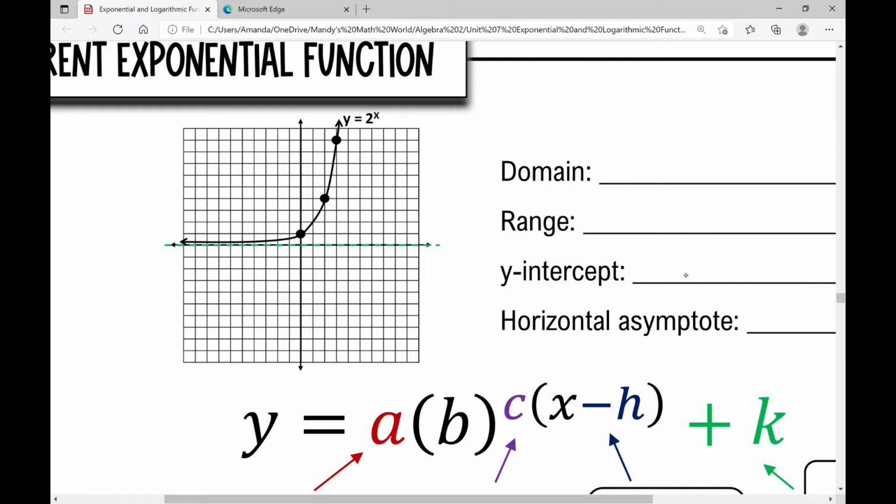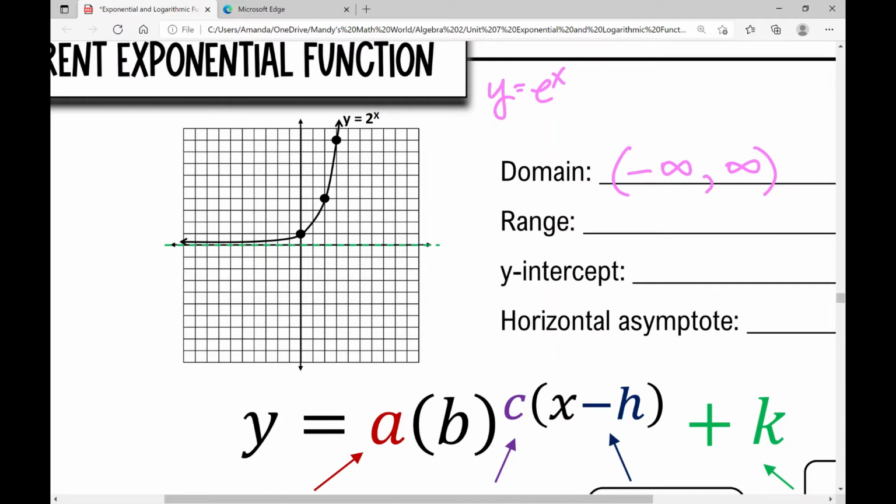You might also see y equals e to the power of x, right? It's just a base of e. So what's our domain for this function? The domain is all real numbers. In interval notation, we write it negative infinity to infinity, always using those parentheses when we write infinity.